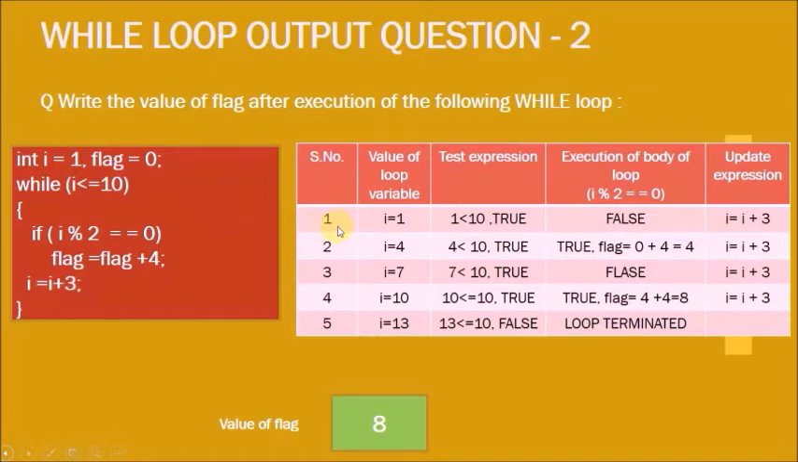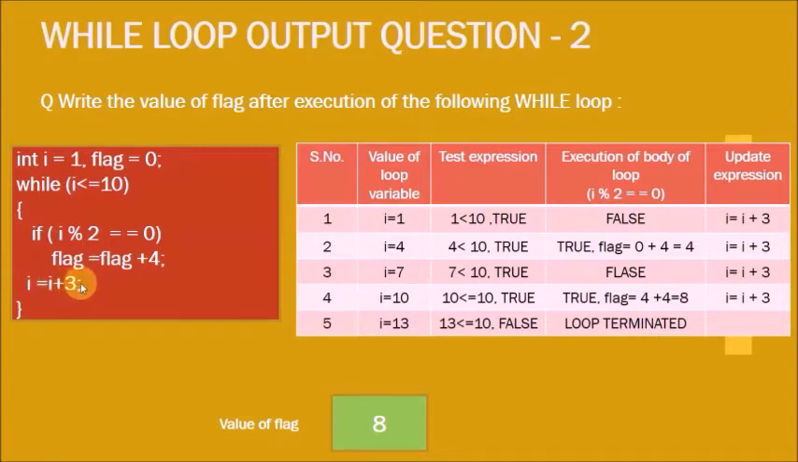Let us see for the first iteration, the value of I is 1 and it is 1 in the beginning. Now we will come to the test expression. 1 is less than 10. This is true. So we will come to the body of the loop. In the body of the loop, we have to check this expression. I modulus 2 equal to 0. Now if we divide 1 by 2, the remainder will be 1. It is not 0. So this will be false. So we will come to the update expression. This statement will not be executed and we will come here.